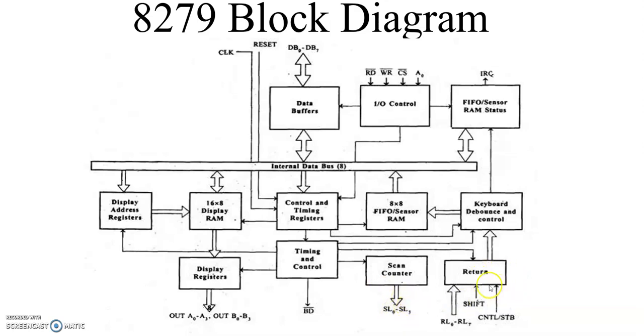Next one is the return buffer and keyboard debounce and control. This section scans for key closure row wise. If a key closure is detected, the keyboard debounce unit debounces the key entry, that is, it waits for 10 milliseconds. After the debounce period, if the key continues to be detected, the code of the key is directly transferred to the FIFO sensor RAM, along with the shift and control key status.